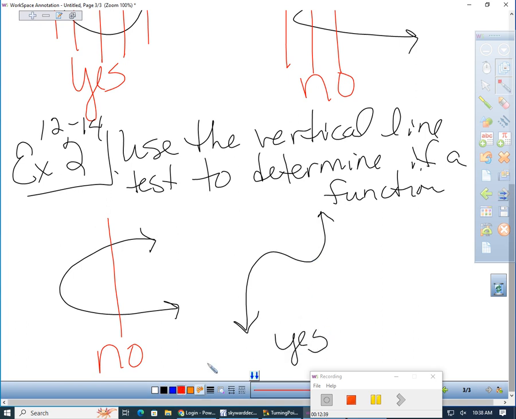So the other word they sometimes call this is the pencil test. If I were to take a pencil and just take it across my graph, because the pencil is a vertical line, and it only crosses my graph one time, that's why they call it the pencil test, same thing, okay? All right, so you have 2 problems like that. Super easy, right? Awesome.